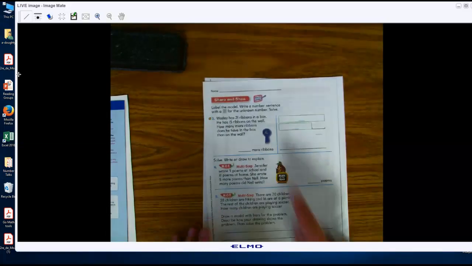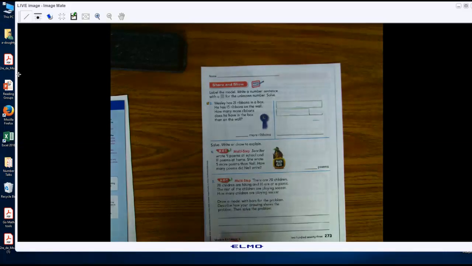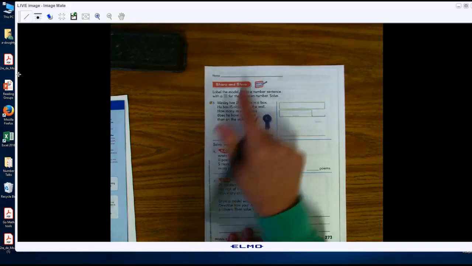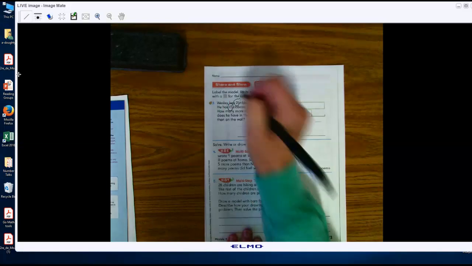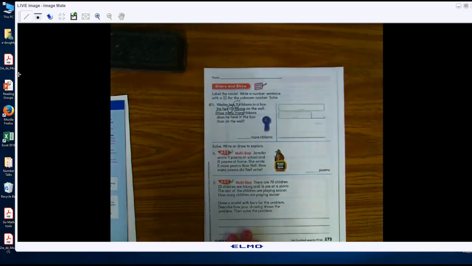Now you can do number 3. I'm going to let you read that one. If you need some help reading it at home, I'm going to read it quickly. And if you need to go back, you can listen to it just in case you don't have someone to read it for you. Wesley has 21 ribbons in a box. He has 15 ribbons on the wall. How many more ribbons does he have in the box and on the wall?